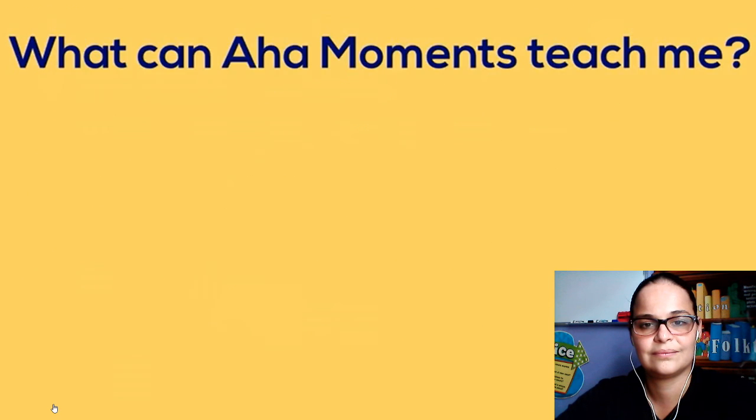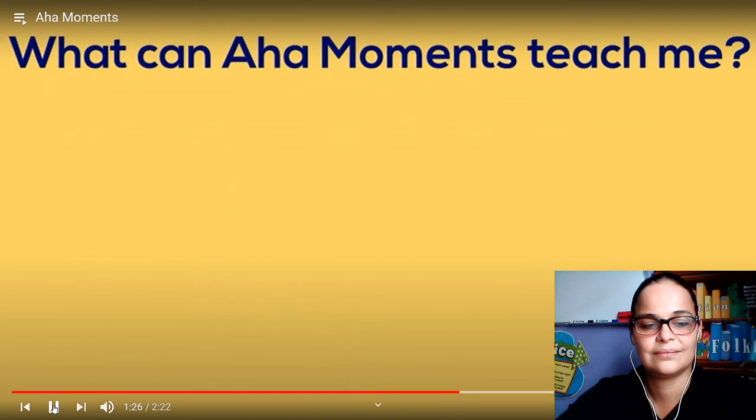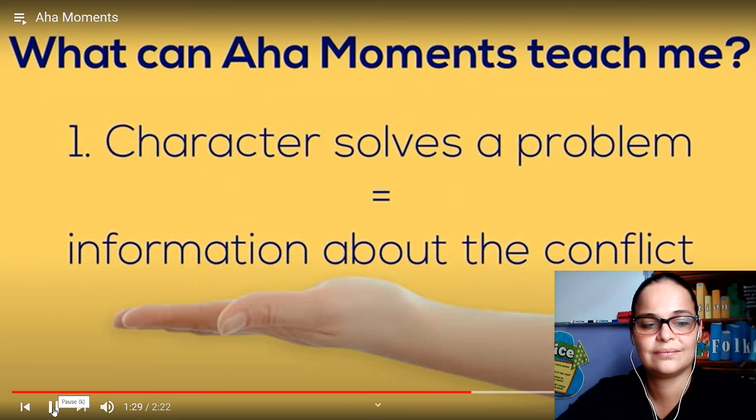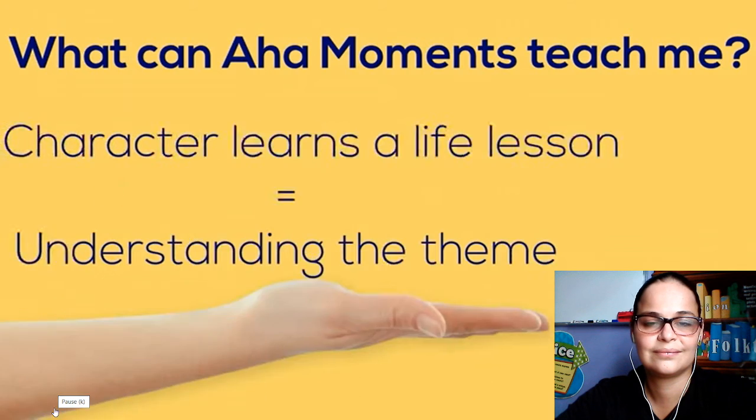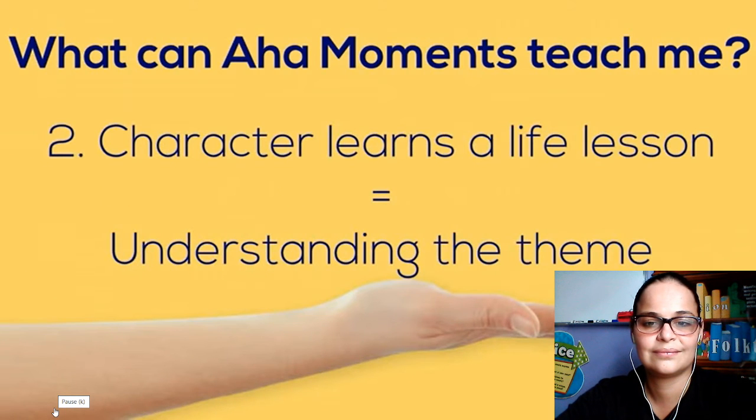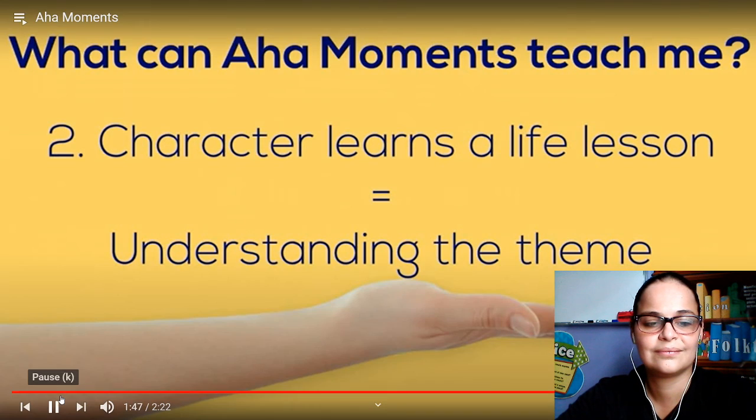In an aha moment, one of two things may be happening for that character. First, if the moment is when a character figures out a problem, the question, how might this change things, will lead us to information about the conflict of the story. Second, if the aha moment is when a character understands a life lesson, then the question, how might this change things, will lead us to understand the theme or the message of the story.